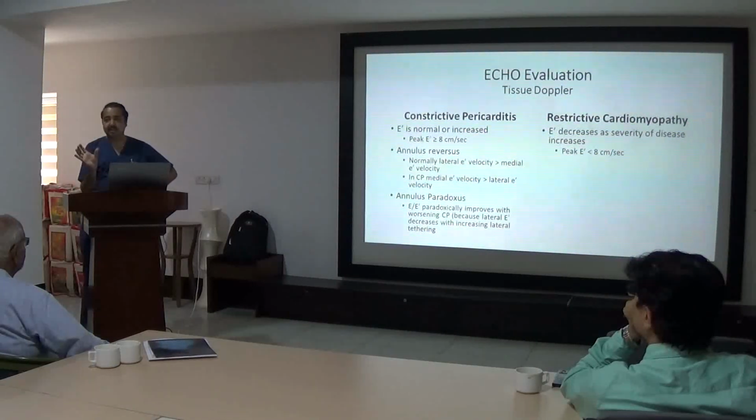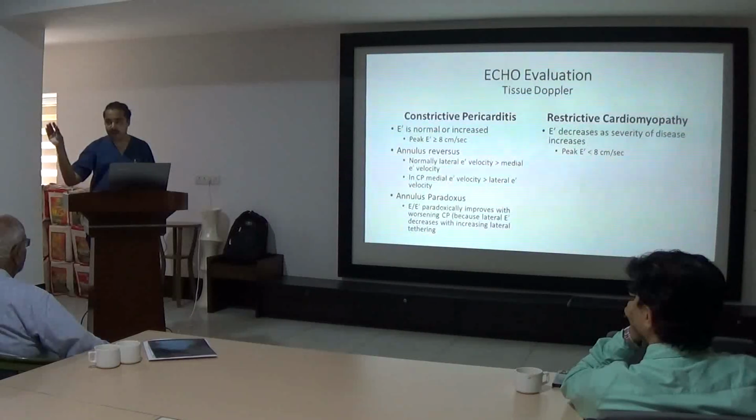In constrictive pericarditis, what happens? The longitudinal movement remains intact initially. We are worried about horizontal movement because of the thickened pericardium. Horizontal movement will not be there, but longitudinal movement remains intact in the initial phase of the disease. After advanced disease or after mid disease, there is adhering of lateral myocardium or lateral mitral annulus to the pericardium. So lateral mitral annular velocity will decrease.